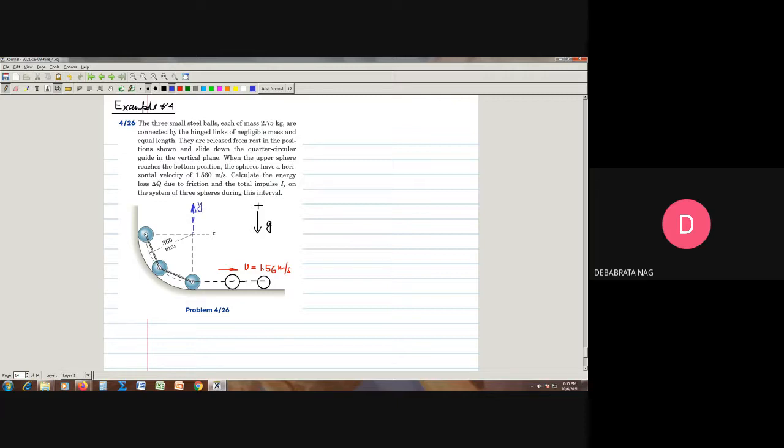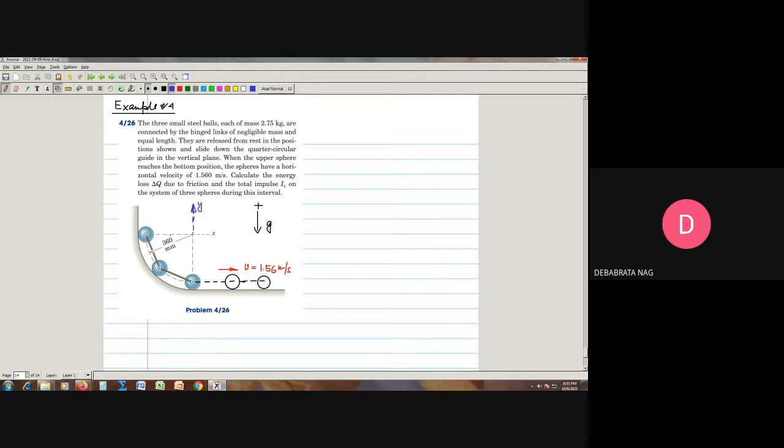So we have to calculate, if the entire assembly is released from the condition of rest, and the upper sphere comes to this position and naturally the other spheres occupy this position like this, having the common velocity, the total energy loss due to friction. That means there is some friction here, and because of that there will be some energy loss, and we need to calculate the total impulse along the x direction on the system of the three spheres during this interval.